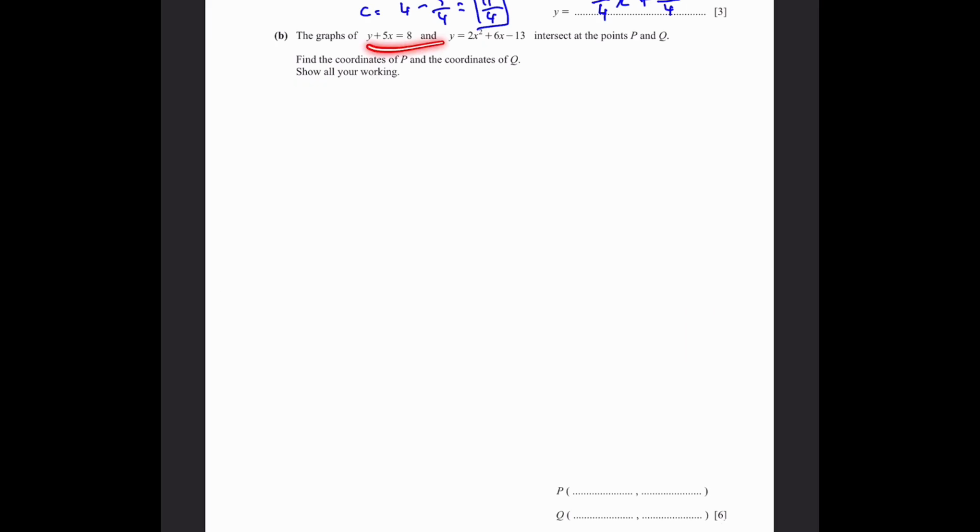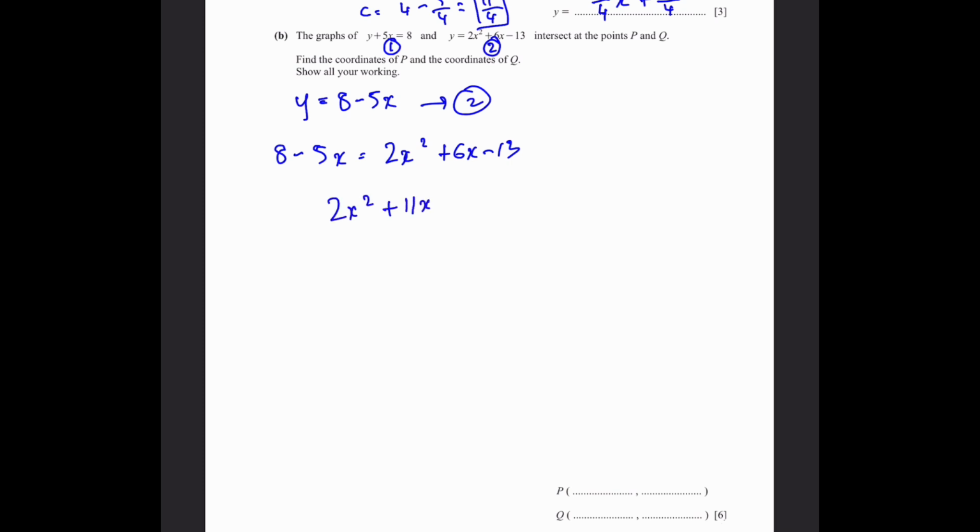The graphs of y plus 5x equals 8 and y equals 2x squared plus 6x minus 13 intersect at the points P and Q. Find the coordinates of P and Q. Show all your working. Well, first we can write this as equation 1 and this as equation 2. Now you can rearrange equation 1 to make it y equals 8 minus 5x. And we can substitute this into equation 2. So since we have a y here, we can just write this as 8 minus 5x. That's equal to 2x squared plus 6x minus 13. Now this means 2x squared plus 11x minus 21 is just 0.